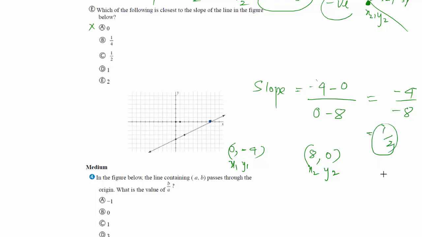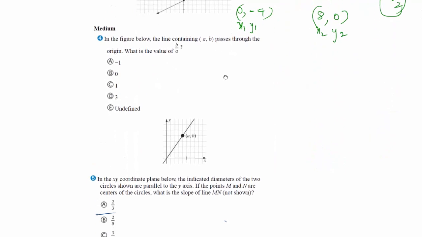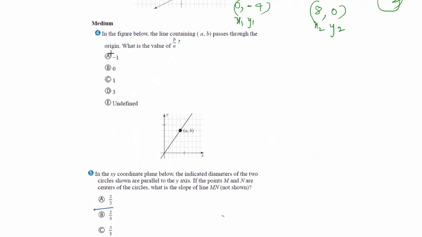So 1 over 2, that is option C. Now let's move to question number 4. In the figure below, the line containing AB passes through the origin. What's the value of B divided by A?